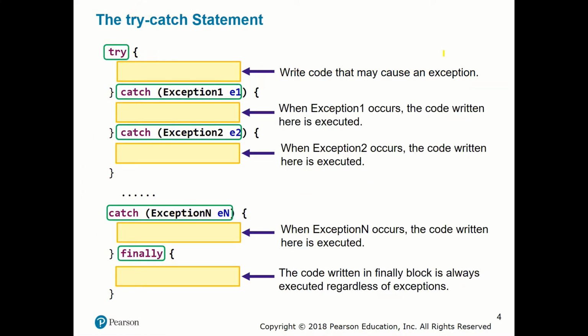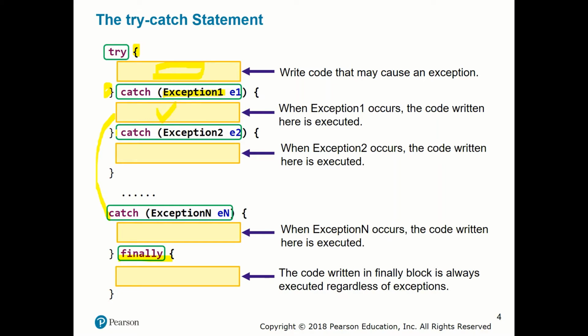Let me explain how the try-catch statement works. This is the try block, brace, and you need to write the code that may cause an exception. And there are several catch blocks and a finally block. If an exception occurs here, then the computer sees if this exception is exception 1. If it is, this catch block will be executed.